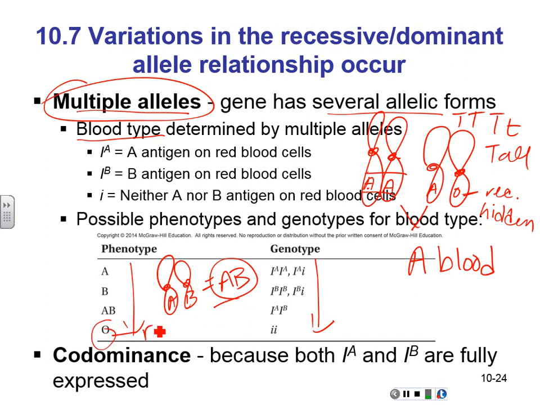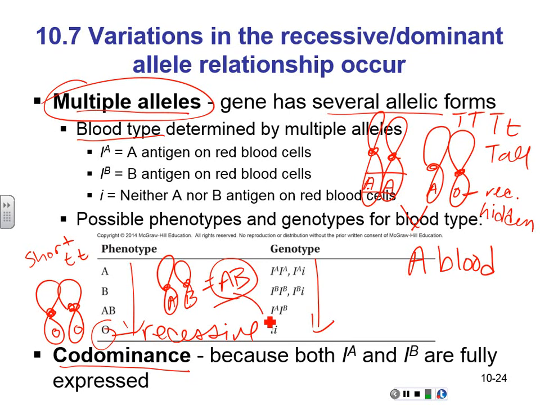The O is recessive, the OO. The O is recessive, so that means you have to have two O's. Just like when we talked about short, you had to have two t's to be short. Well, the O is the recessive. So that's an example of multiple alleles. Codominance is how they explain AB. So this makes a protein and this makes a protein. They both get expressed on your red blood cell, and so they are both fully expressed. They call it codominance.